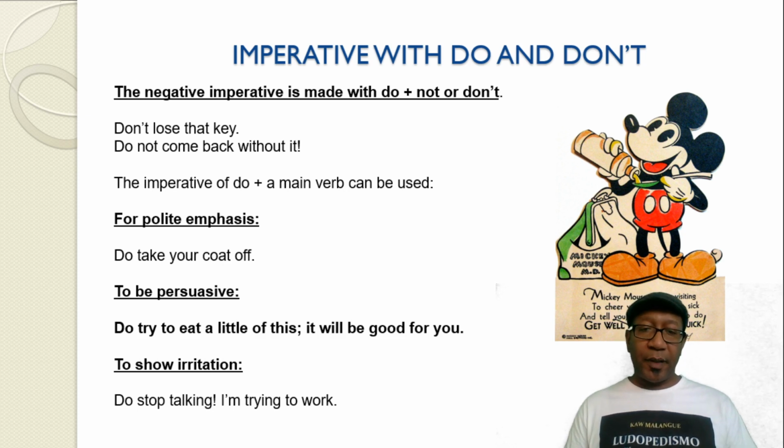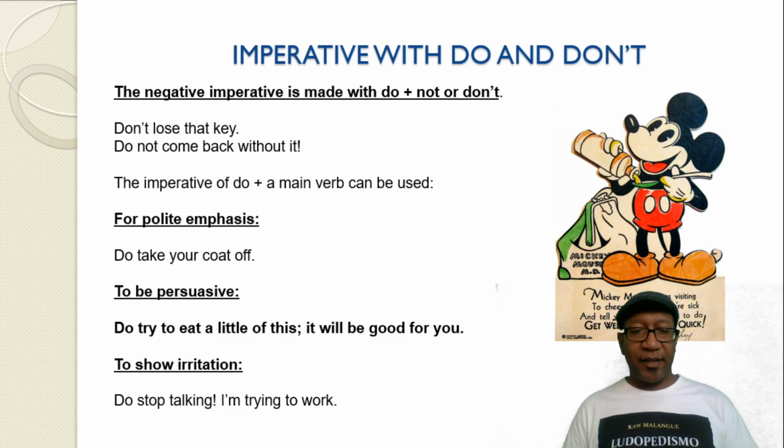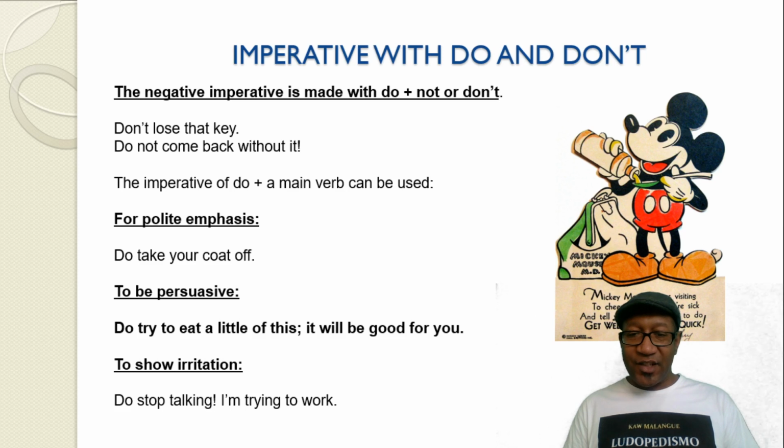The imperative of do plus a main verb can be used for polite emphasis. Do take your coat off. So it's a polite way to give emphasis. To be persuasive, do try to eat a little of this. It will be good for you. To show irritation, to stop talking: I'm trying to work. All right. Here we have an image of Mickey Mouse having something, trying something. I guess it's a medicine thing.